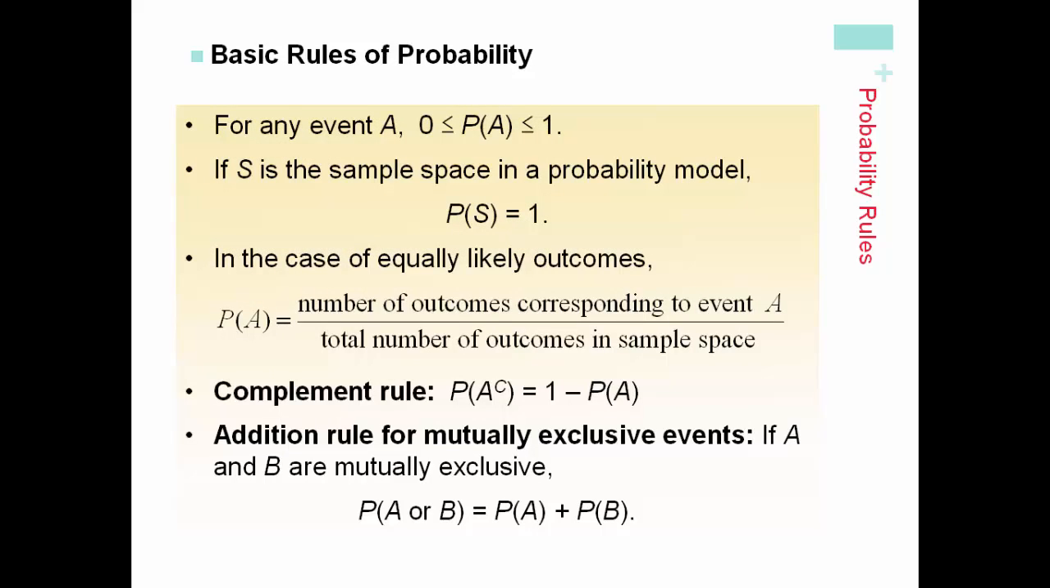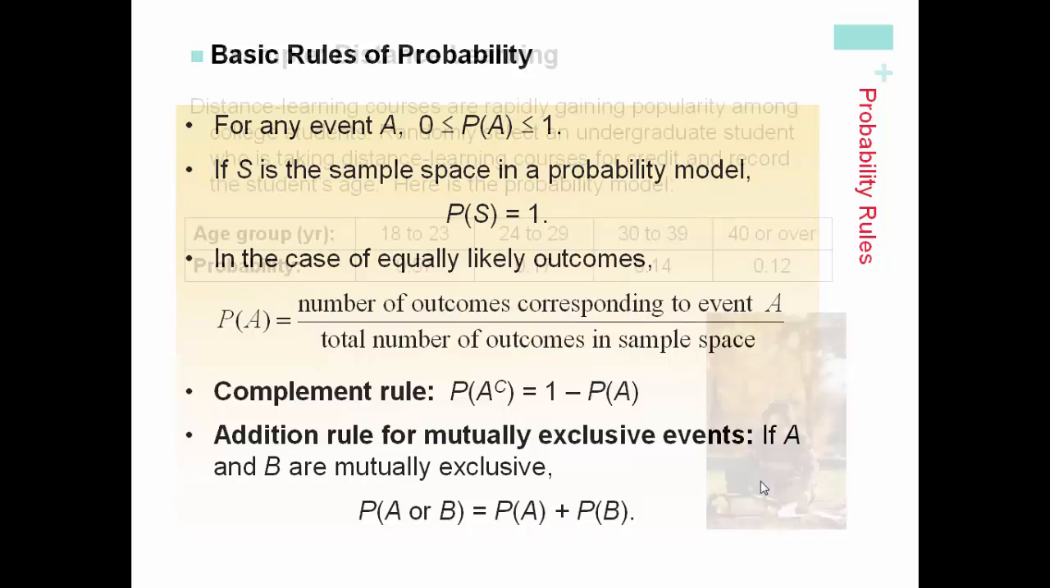Here's a summary of our basic rules of probability. The probability has to be between 0 and 1. The sum of the probabilities in a probability model must equal 1. The number of outcomes corresponding to A divided by total number of outcomes is the probability of A. The complement rule is: the probability of A complement, written A to the C power, is 1 minus the probability of A. And the addition rule for mutually exclusive events: if A and B are mutually exclusive, the probability of A or B equals the probability of A plus the probability of B. Remember, or goes with plus in our mutually exclusive events.